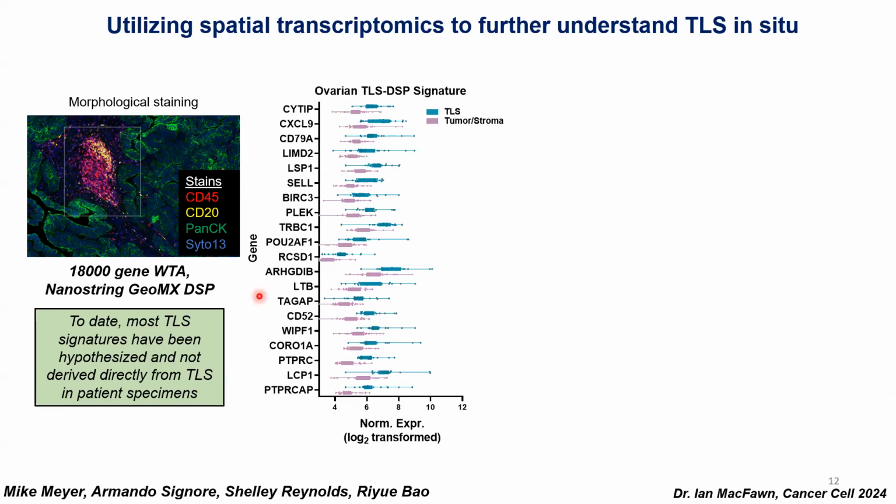And this is the signature that we created by looking at TLS versus non-TLS regions, so regions that had immune infiltrate, but no TLS. And the genes here are not necessarily ones we would think of right away. Some of them are, like lymphotoxin beta. But they are definitely genes where when you look them up, they could very much be involved with TLS formation.